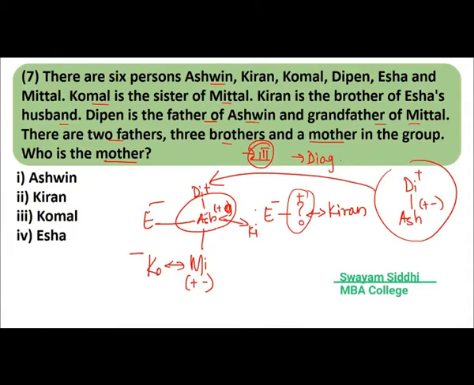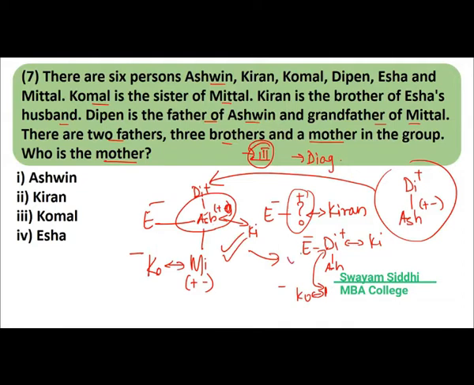Let us assume that Dipen is the husband of Isha. Even if that is the case, our question is who is the mother. So how will the diagram look if Dipen is the husband of Isha? It would look like this, and Kiran over here, then Dipen, Ashwin. Then the fate of these two people would again be not known, because we do not know how Ashwin and Mittal or Komal are related. We only know the relation between Mittal and Dipen. So this is the most appropriate diagram.